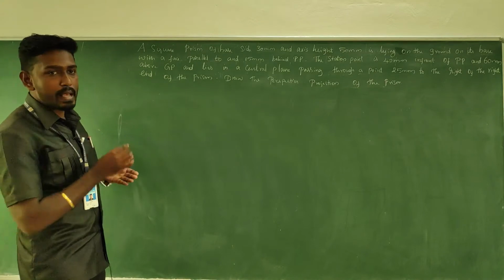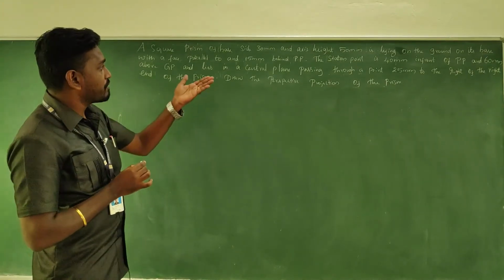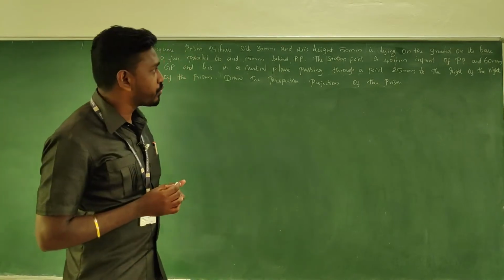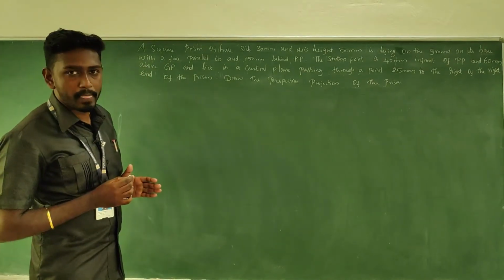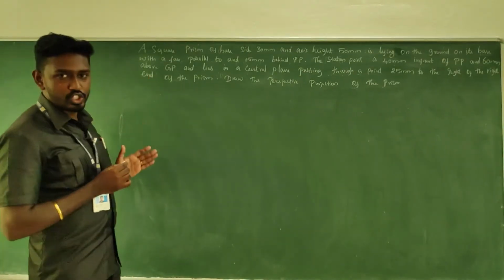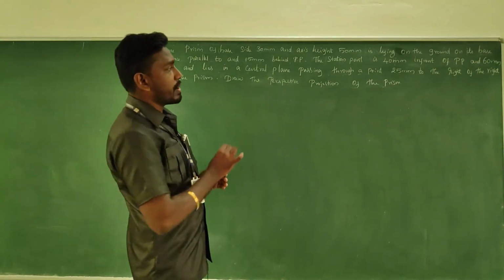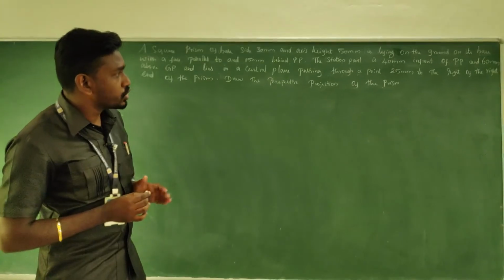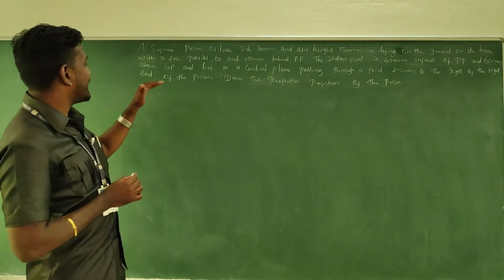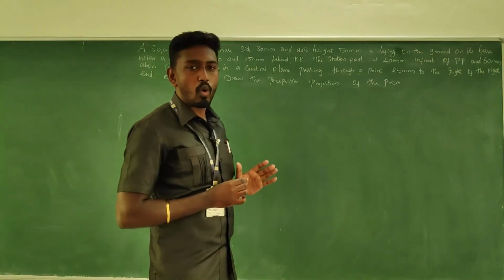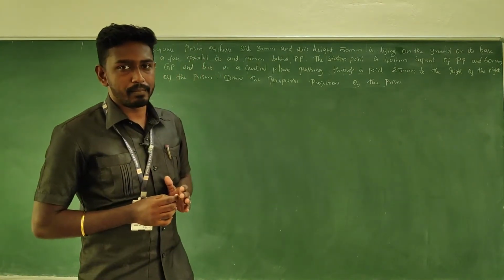base with a face parallel to and 15 mm behind PP. The station point is 40 mm in front of PP and 60 mm above GP and lies in the central plane passing through a point 25 to the right of the right end of the prism. Draw the perspective projection of the prism, right?